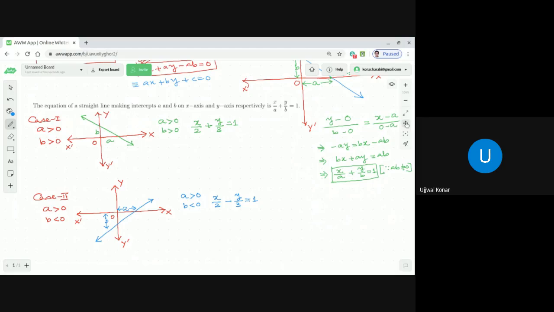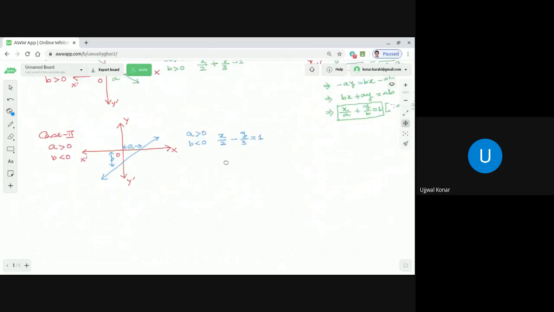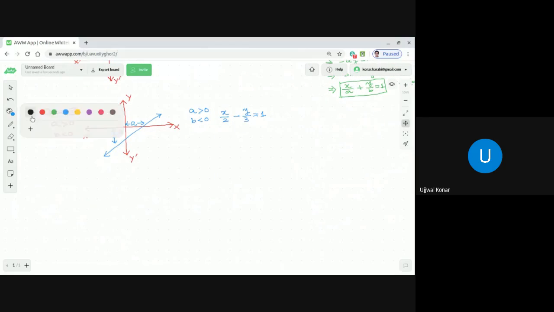Now the third case is when a is less than 0 but b is greater than 0. Let's see how it looks. So here case 3 is a less than 0 but b greater than 0. Now let's draw the coordinate axis first.